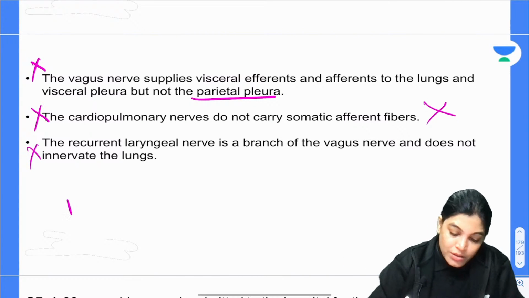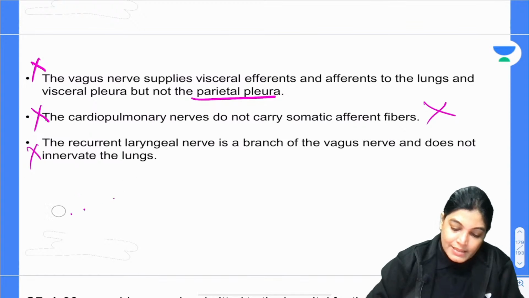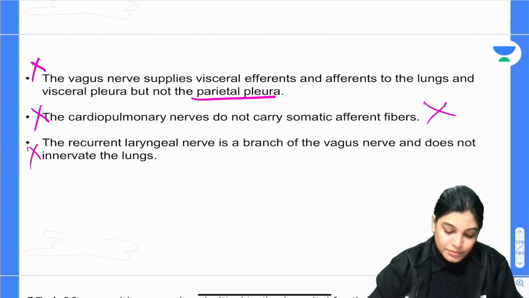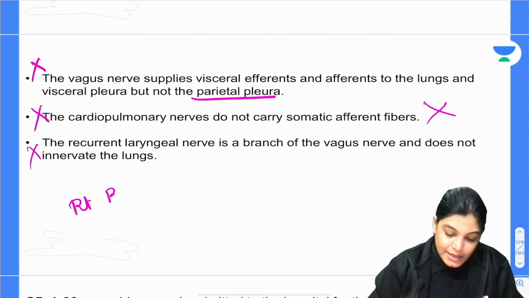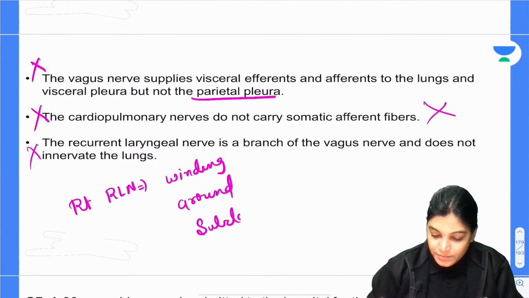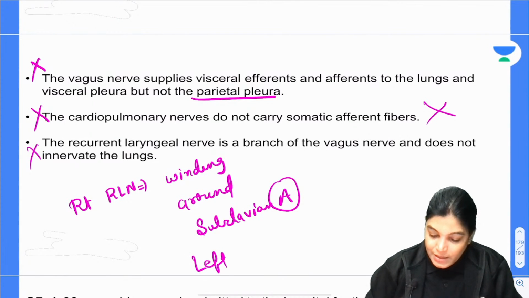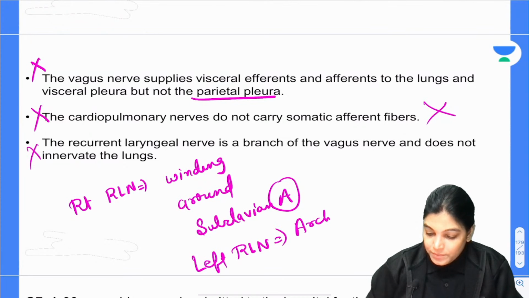We know that on the right hand side, the recurrent laryngeal nerve is winding around the subclavian artery, and on the left hand side, the recurrent laryngeal nerve is winding around the arch of aorta.